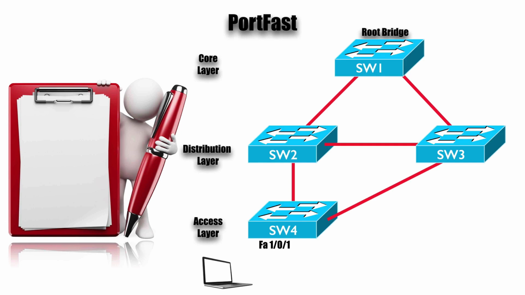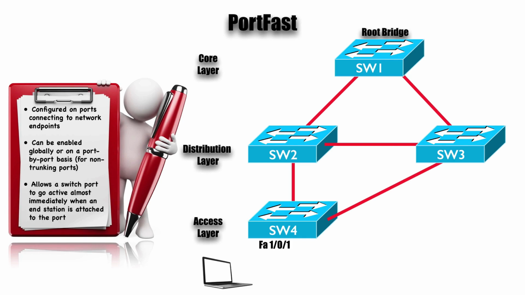With PortFast, we can configure this on ports connecting out to an end station in our network. And we can configure it globally, or we can do it on a port-by-port basis. If we turn it on globally, it's going to apply this feature to all non-trunking ports. And this is going to allow a switch port to go active almost immediately when we connect a device into that switch port. For example, I've got a laptop on screen, and I'm going to connect it into FastEthernet 1/0/1, and when I do, that port almost immediately goes active. We don't have to wait for 15 seconds of listening and 15 seconds of learning, which might prevent that laptop from getting an IP address via DHCP.